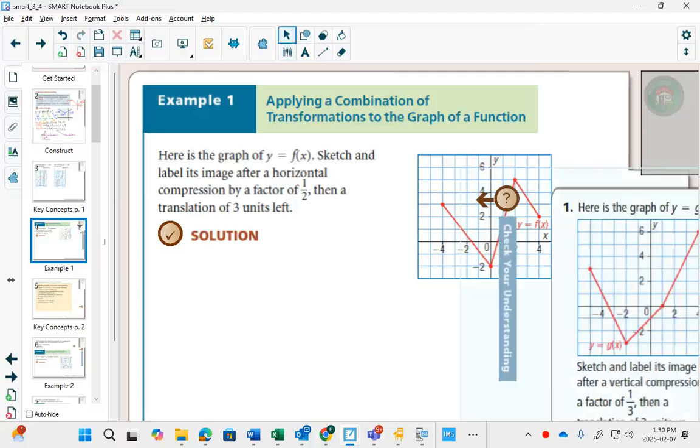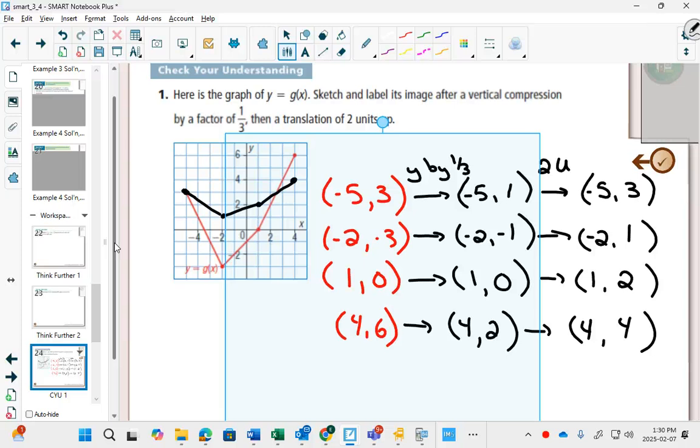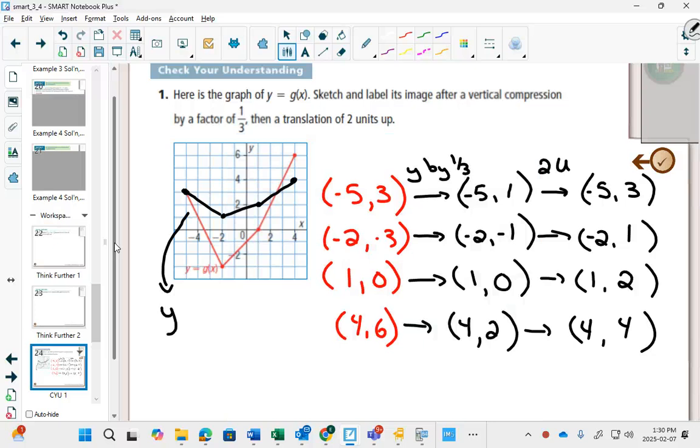Before we get to this, one of the things that I want to do is write the equation, because it says sketch and label. We've got our points labeled, but let's label it with its actual equation in terms of the function g, just to practice that. So if I have y by 1/3, that 1/3 would be out in front. And up by 2, that also would be outside. So this equation would be 1/3 g of x plus 2, because everything is outside.